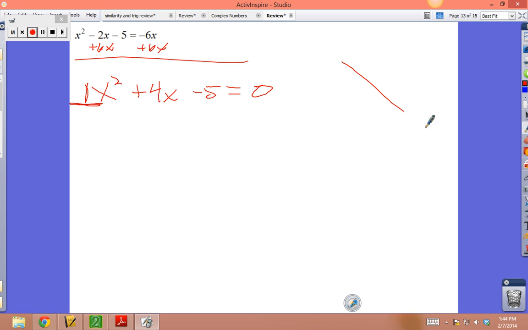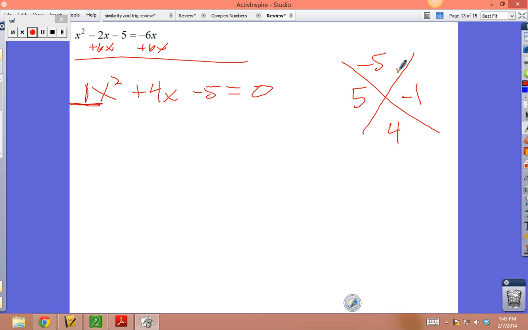Does there exist two integers that will multiply and give you a negative 5 but will add and give you a 4? 5 and a 1, are they both positive, both negative? You got one of each. Which one's negative? The 1. Because 5 times negative 1 gives you negative 5, and 5 plus negative 1 is 4.